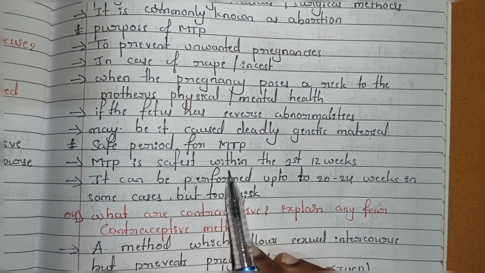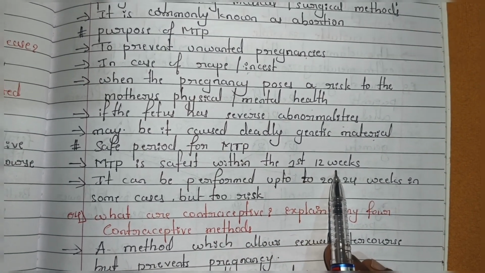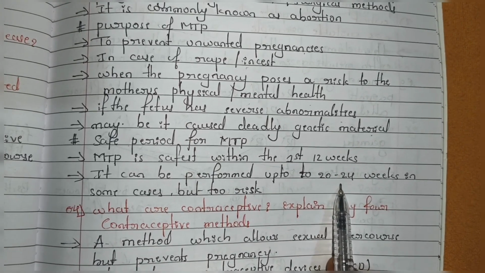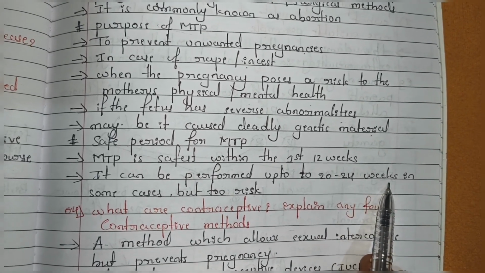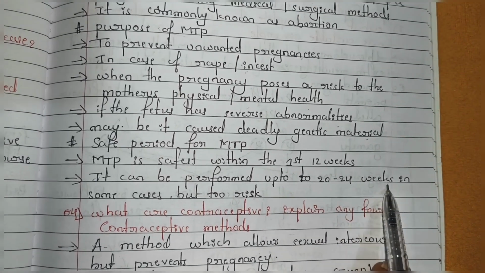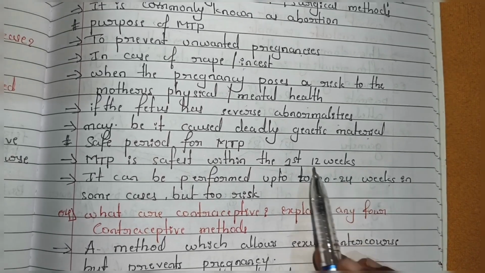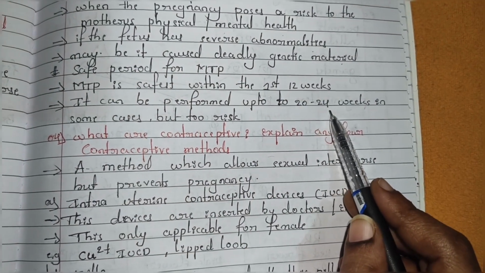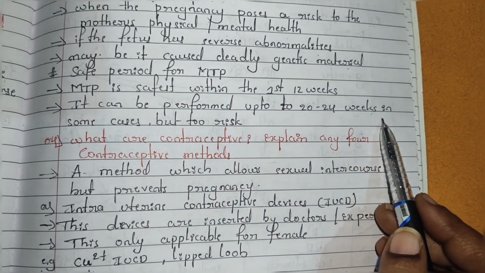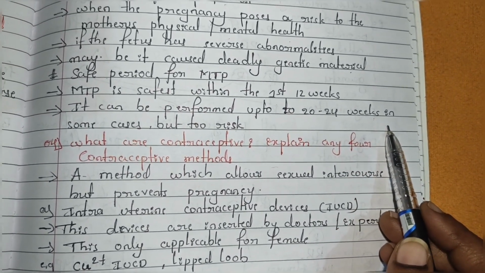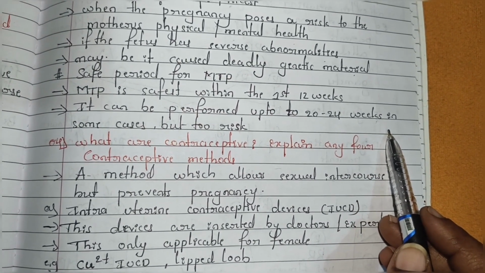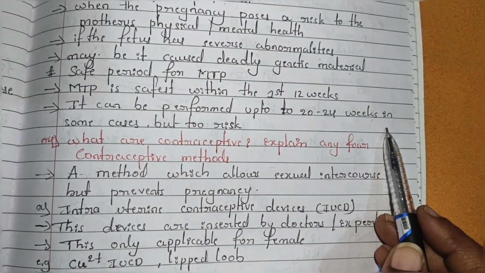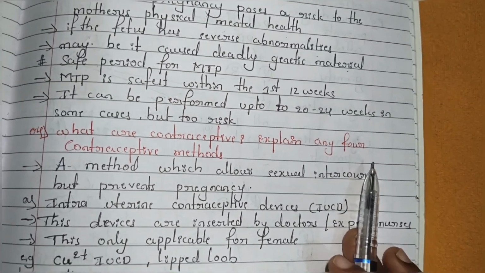This MTP can be done between the first and 12th week, and also between the 20th and 24th week, but that is a most risky situation. After the 20th or 24th week, if the female is ready to remove the fetus, she can suffer critical issues, and maybe the female can die.